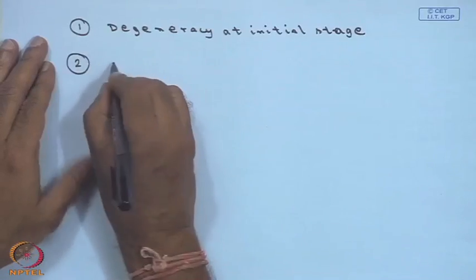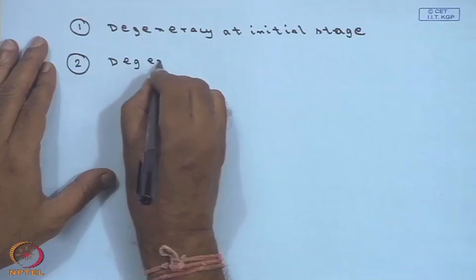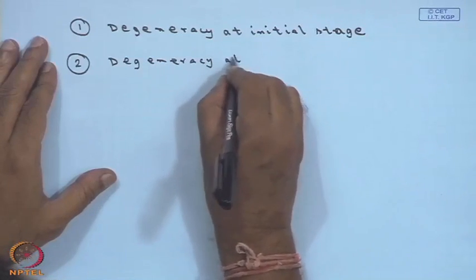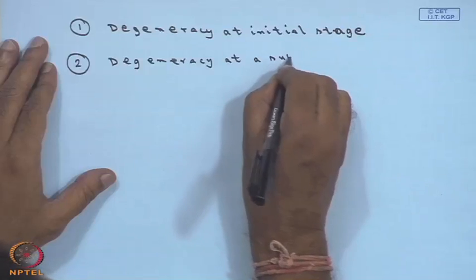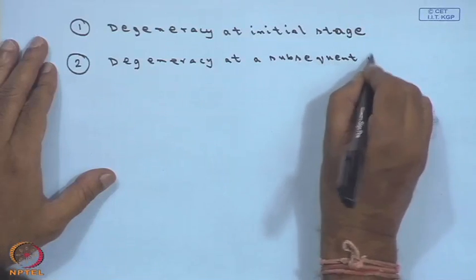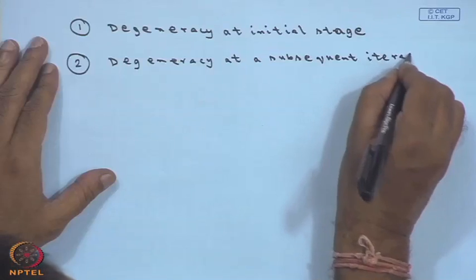So, although at the initial stage you are finding that one of the basic variables is equal to 0, you do not have to bother, just go on doing the iterations, you will obtain the optimal solution. But next will come degeneracy at a subsequent iteration.